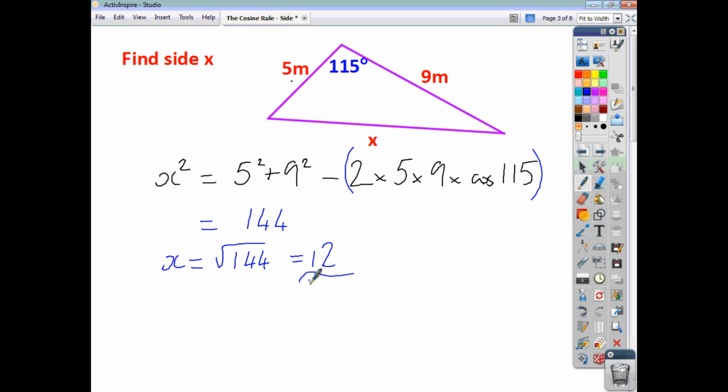A lot of people stop here and say that their answer is the side squared. If they actually thought about it and asked, does my answer make sense, they would have spotted that they'd not finished the question. So always ask yourself, does my answer make sense? Does it look in proportion to the rest of the triangle? And this is going to be 12 meters.